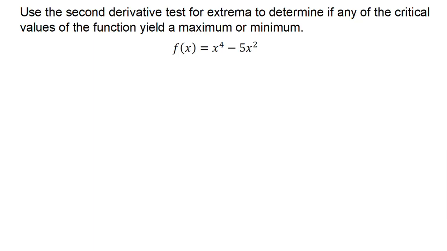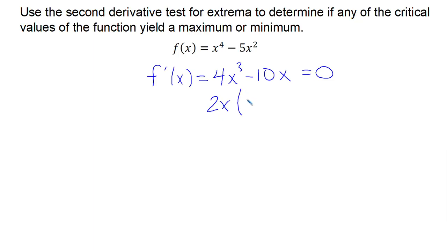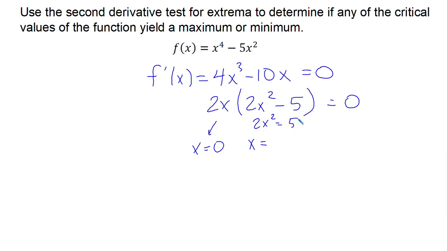Alright, back to a little bit easier one to take the derivative here. Our first derivative is going to be f prime of x is equal to 4x cubed minus 10x. We'll see when that's equal to 0. Again, we don't care when it's undefined for this. So we'll factor out a 2 and an x, and that'll leave us with 2x squared minus 5. So we end up with x equals 0, and x equals, if we set 2x squared minus 5 equal to 0, that gives us 2x squared equals 5, or x squared equals 5 halves. So x is plus or minus root 5 halves.